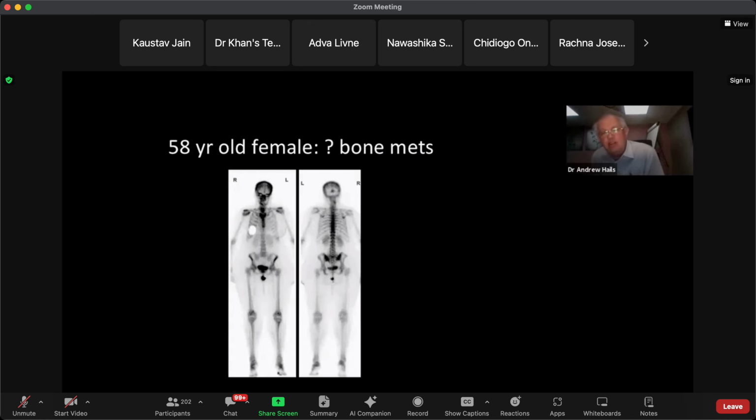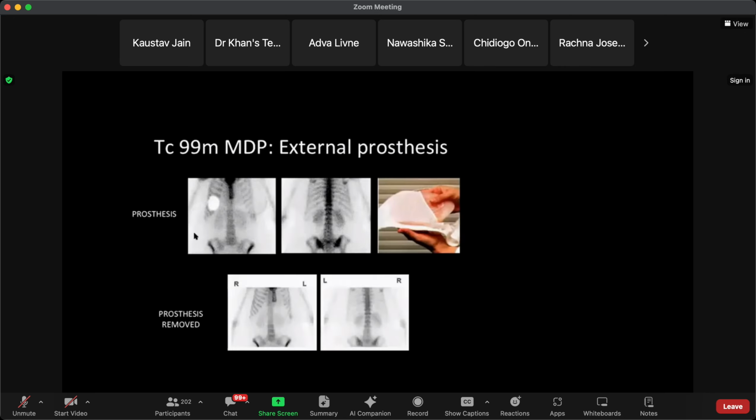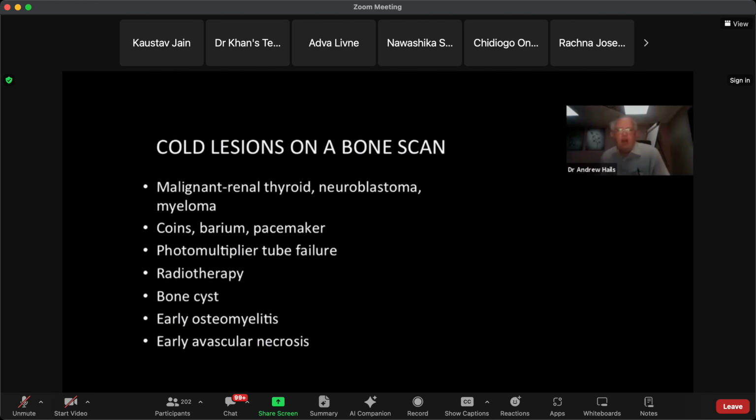And quite often you get coins or things in people's pockets or pacemakers. So this person had a breast cancer in the past. So what might that artifact be? This could be, in that context, a breast implant, which would be photopenic as well. Now, cold lesions on the bones, I'm not sure.